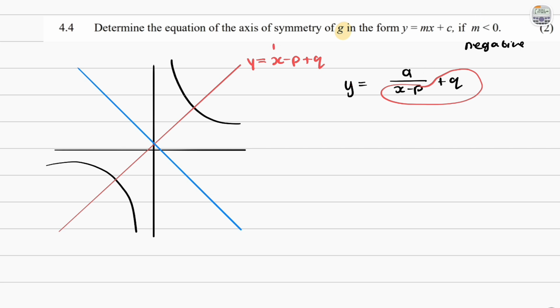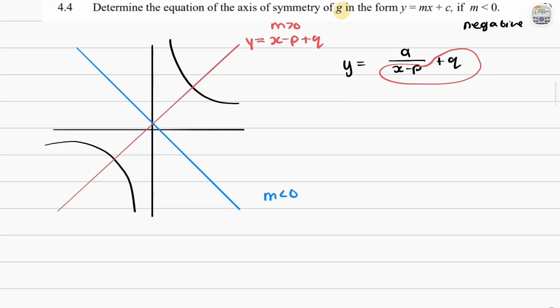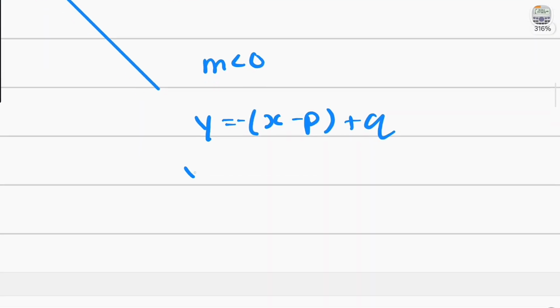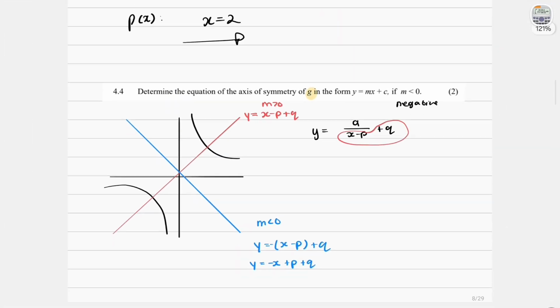But they specifically want the one with a negative gradient. So that one works like this. Again, you only have to remember this. You simply put a minus in front of the x minus p. So it's y is equal to negative, and then x minus p, and then plus q. And so if you simplify this, this is simply y equals negative x plus p plus q. And so that's what it looks like.